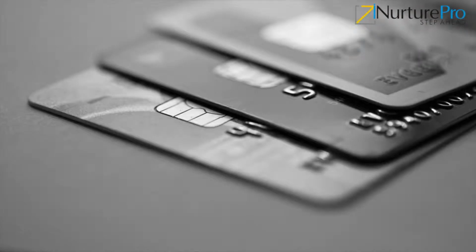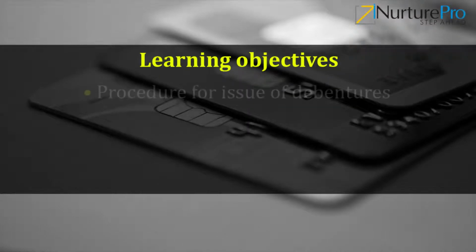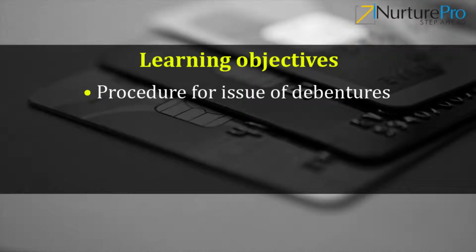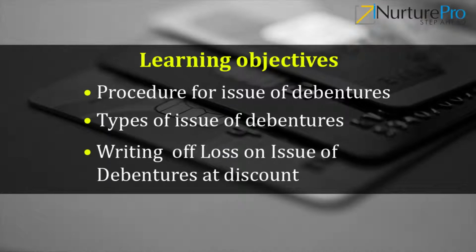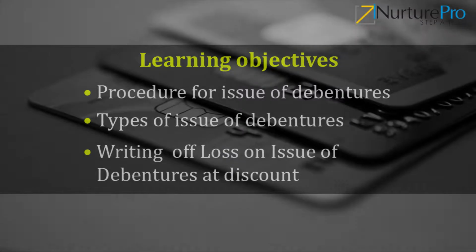Dear students, we know a debenture is a debt instrument used by companies to raise funds for medium to long term at a fixed rate of interest without offering any collateral. In this video, let us learn about the procedure for issue of debentures, types of issue of debentures, and how to write off loss on issue of debentures at discount.